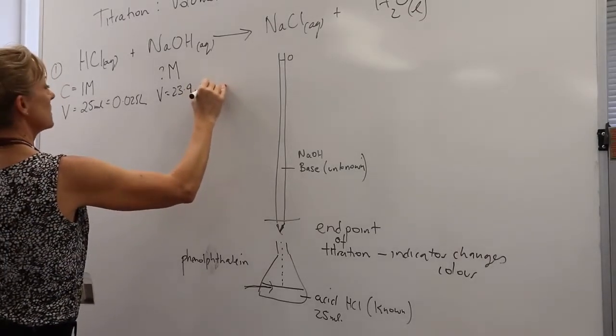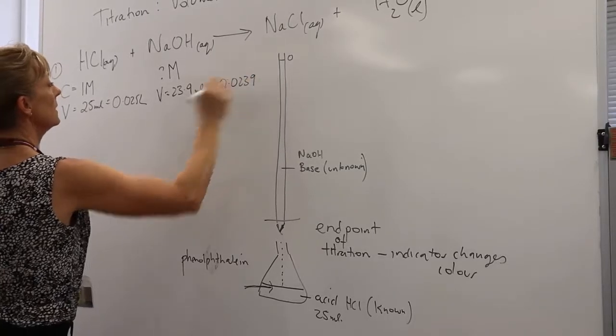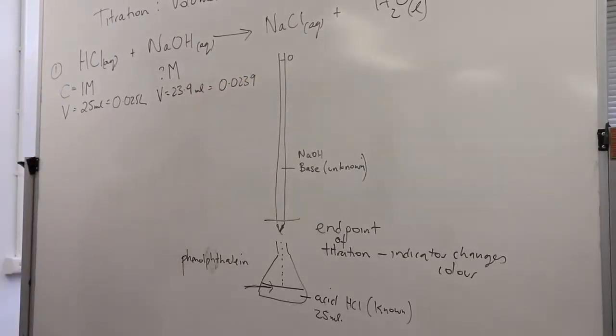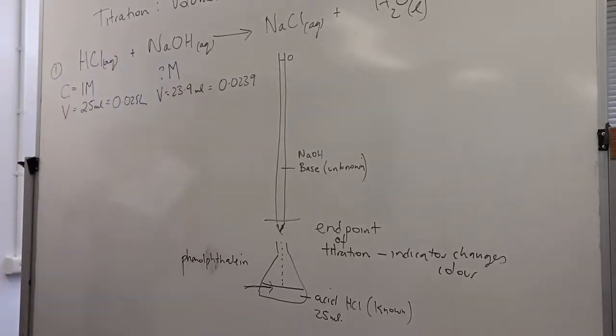And then we convert that to litres, so 0.0239. I'll show you now what to do. We can work out the concentration of our sodium hydroxide, and it's called standardising the sodium hydroxide.